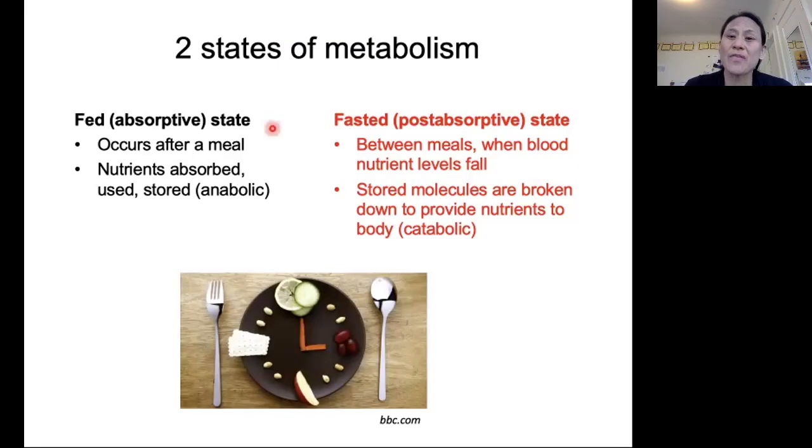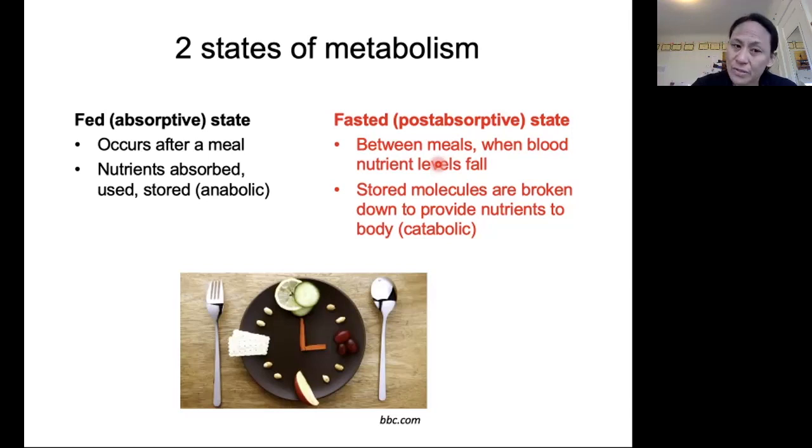Okay, so we just went over what happens during fed state metabolism right after we've had a meal. Fed state metabolism is dominated by anabolic reactions. Now let's talk about what happens during fasted state metabolism. Just to remind you, fasted state metabolism happens between meals when our nutrient levels in our blood have fallen.